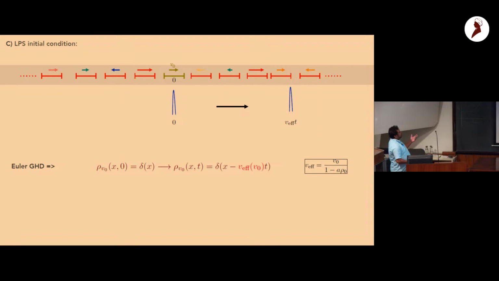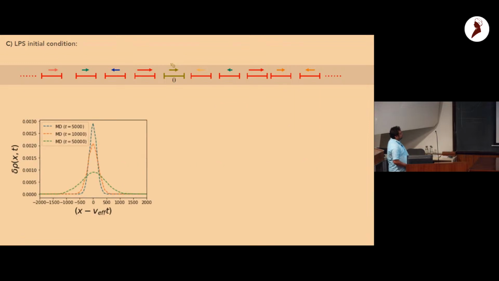Now if you want to find the solution for rods in the Euler GHD, it moves again with another velocity, which is the effective velocity, and in this case it is constant because the background is uniform and it doesn't have any velocity field. So again it will just be a shifted delta function, but at a different place. But if you do a simulation, you will see that it not only moves, but it also spreads. And that spreading comes from the Navier-Stokes term.